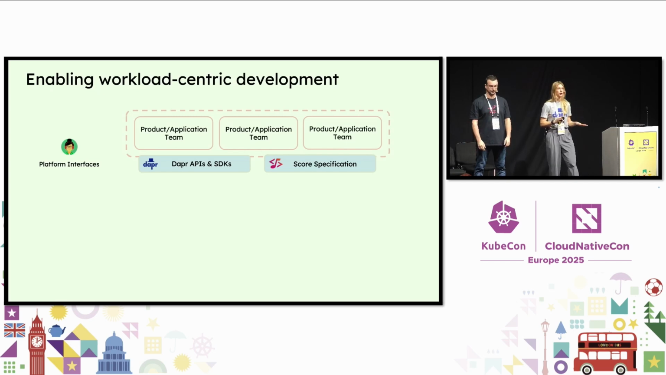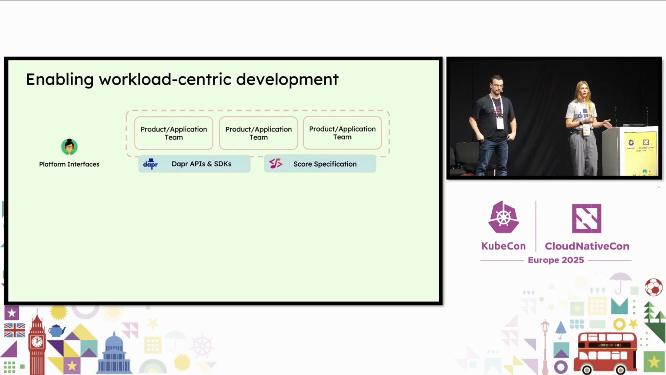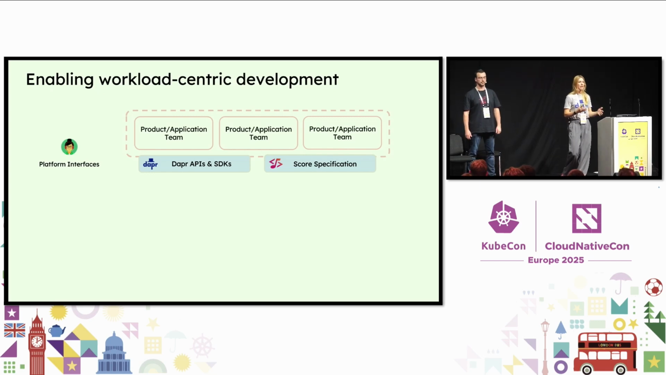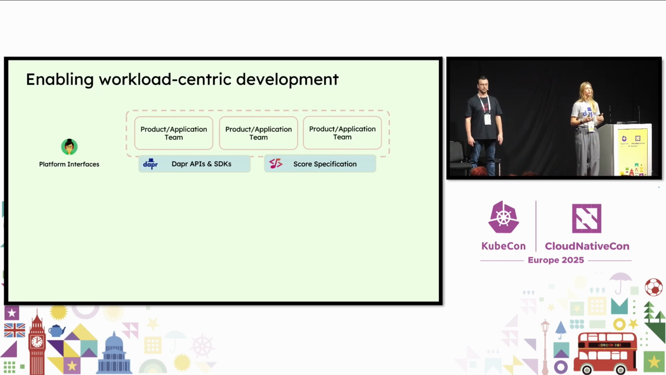So Dapr and Score both have ways in which they enable developers and platform teams to work together through this concept of standard interfaces. If we focus on the developer perspective, Dapr essentially provides a set of APIs and SDKs that developers can use to consume the underlying capabilities of the platform. In the same way, developers can author Score specifications to claim and tell the platform what it needs, what dependencies its application has, without having to understand how that's actually going to be implemented on the back end.